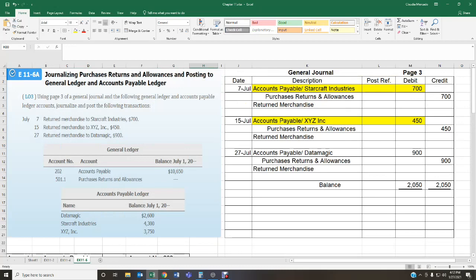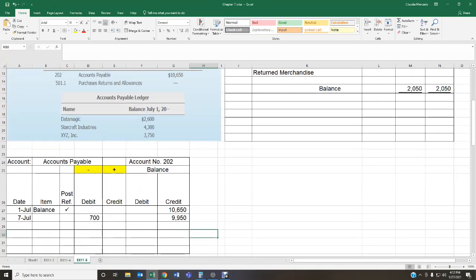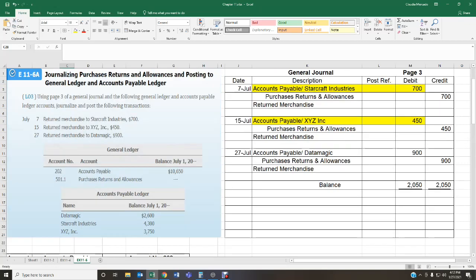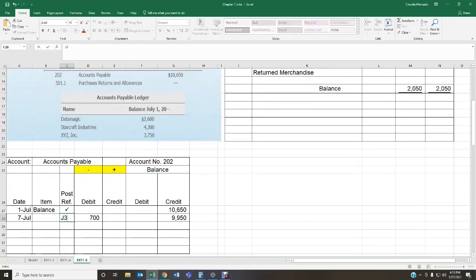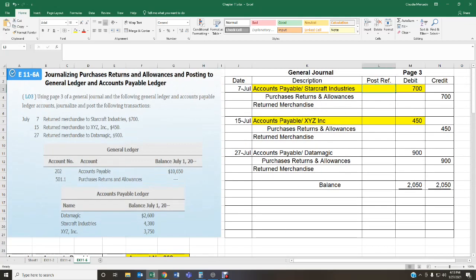After I post that transaction for $700, what do I need to do here on my post reference? Remember, we posted this transaction. I need to put in my post reference, where am I getting the $700 from? I'm getting those $700 from journal page number 3. So I'm going to enter a J3 for journal page 3. That way I know those $700 are coming from page number 3 of the journal. After I do that, I'm going to take this account number right here, that 202, and put it over here on the top. 202. There we are.